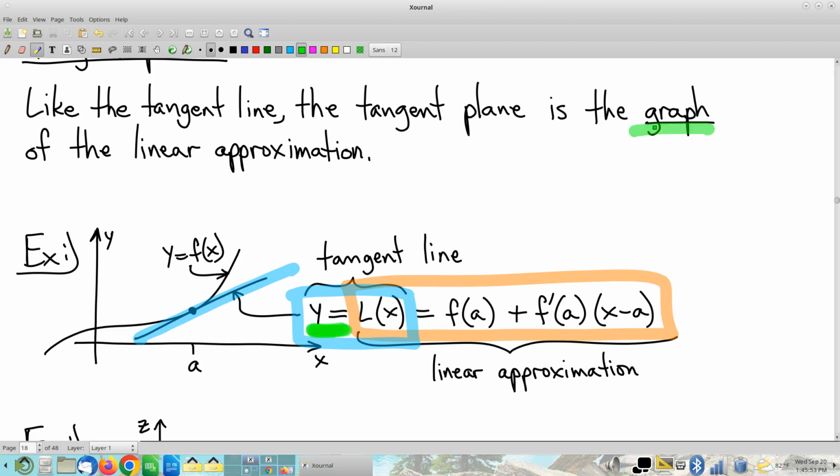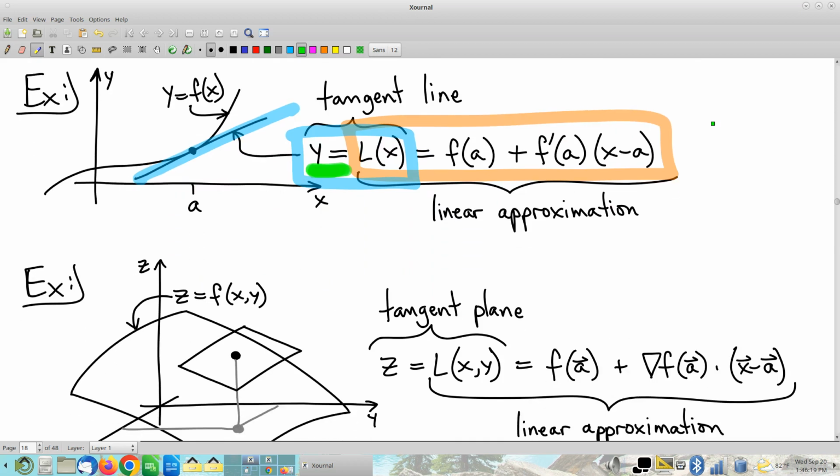Right? You can see right there, it's the graph because we're setting a new variable equal to the output values of the linear approximation function. So anyway, that's just what the tangent line is. It's the graph of the linear approximation, not the linear approximation itself. Okay, fussy distinction, I know, but these kinds of things matter.